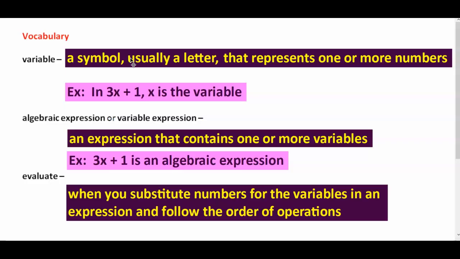So we have 3 new vocabulary words. One of those words is a variable. A variable is usually a letter. It can also be a symbol, and it represents a number. A variable or symbol that represents a number. In 3x plus 1, x is the variable.